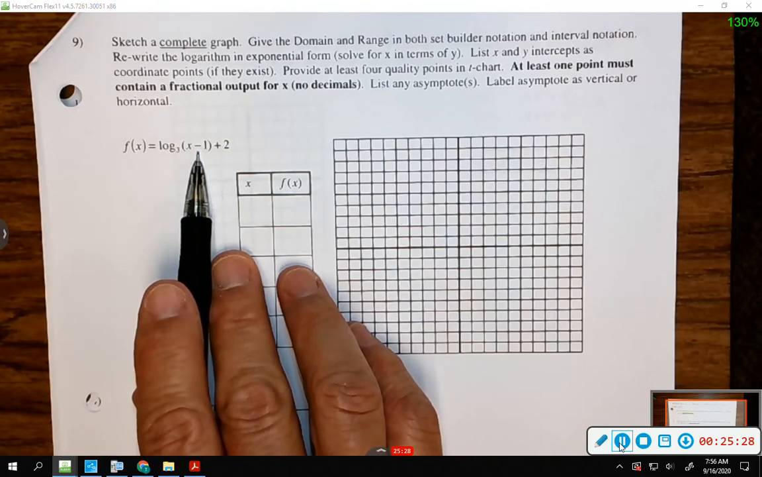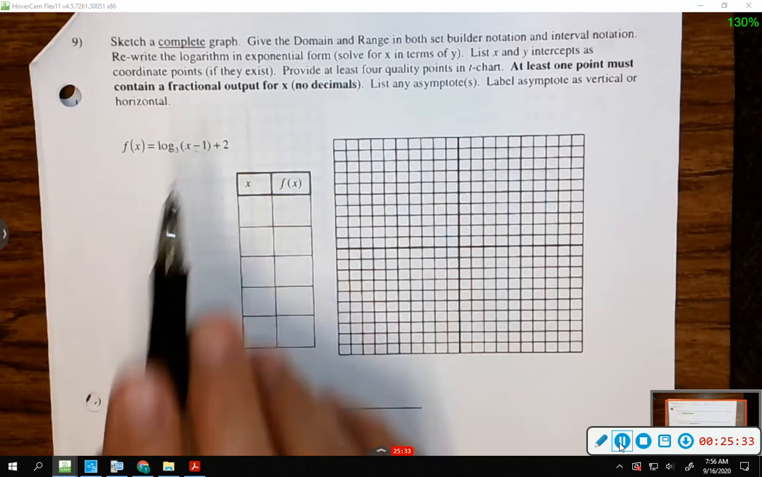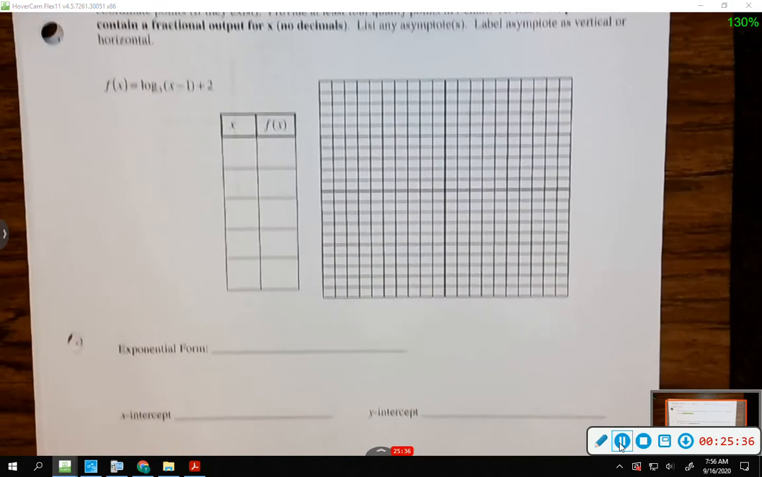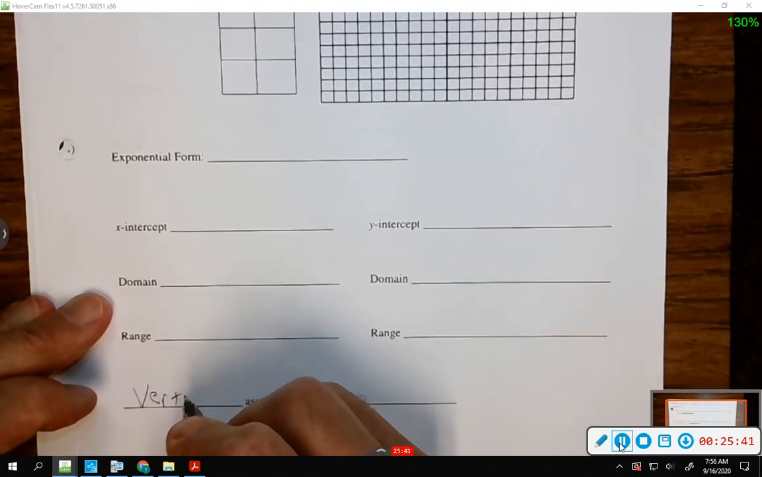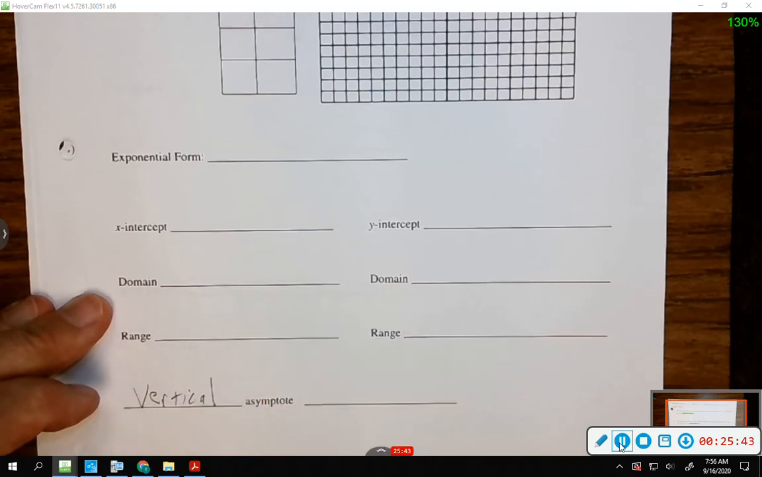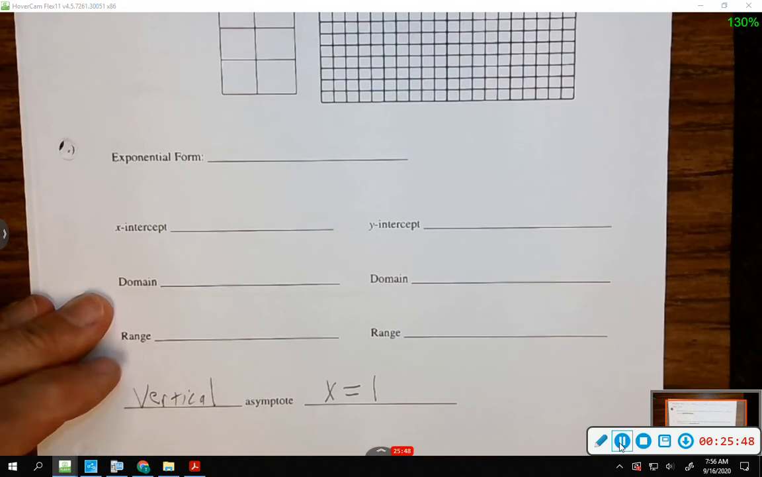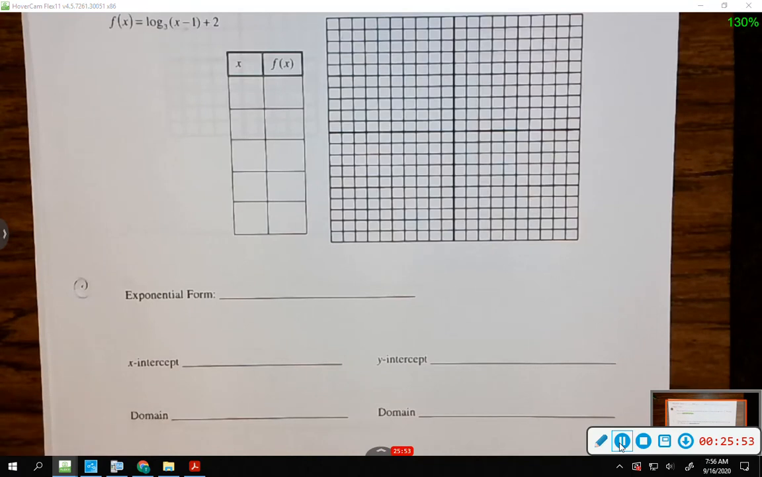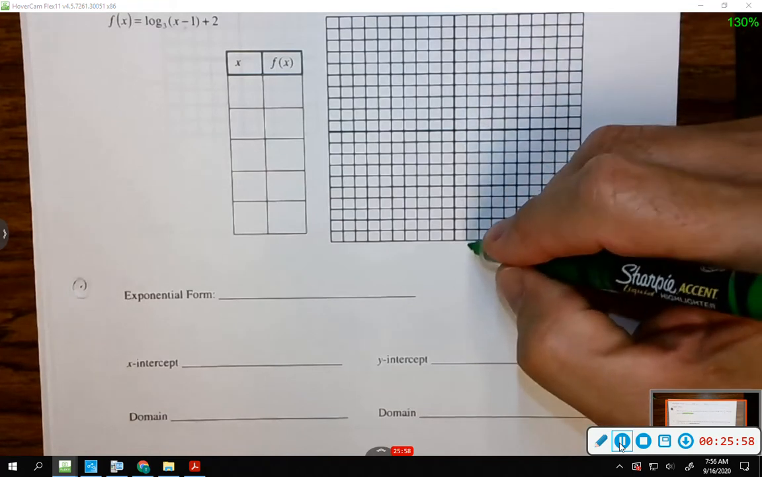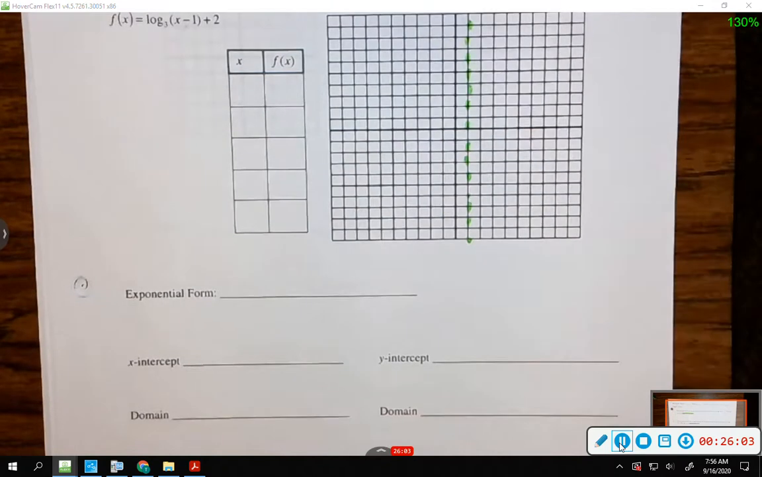So I'm going to do this one like I would normally do it. So the first thing I want to do is identify my vertical asymptote, and I'm going to write that in right here. I'm going to identify that it's a vertical asymptote. And remember, vertical lines are x equals the number. X equals 1, because 1 makes this argument equal 0. And while I'm on the same topic here, I'll dot in my vertical asymptote. Do it nice green this time, so I can see it real clearly.